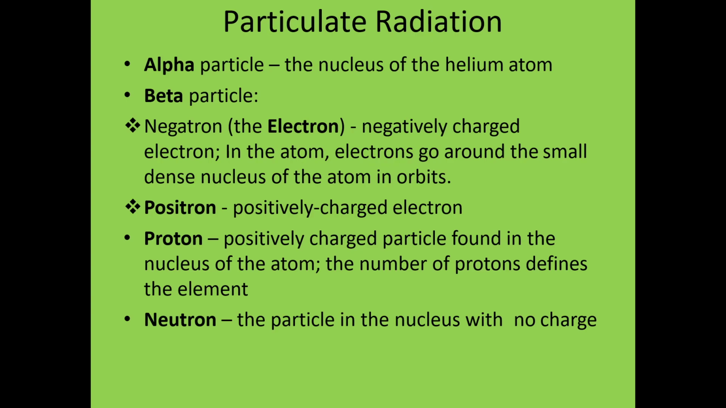Then, beta particle. It produces an electron and a positron. Then, proton. Its definition is that it's a positively charged particle. It is also used in some radiation therapy treatments. While neutrons are normally used in the industrial side of nuclear energy. So for medical application of particulate radiation, neutrons are not used.